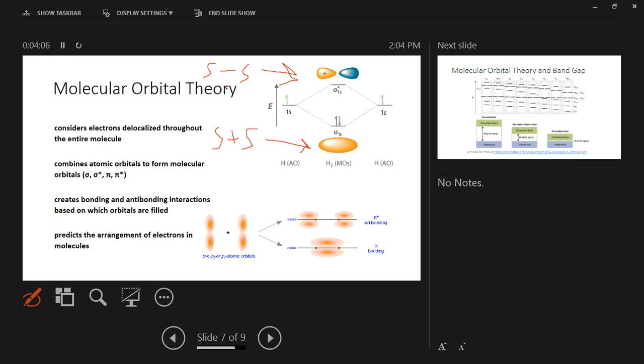And so instead of just having pi bonds, if you combine your p orbitals with molecular orbital theory, then you can get pi and pi star. You get pi bonding or pi anti-bonding. If you take p plus a p, you get pi bonding, and then the p minus a p, you get pi anti-bonding.